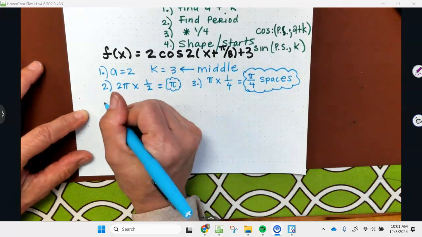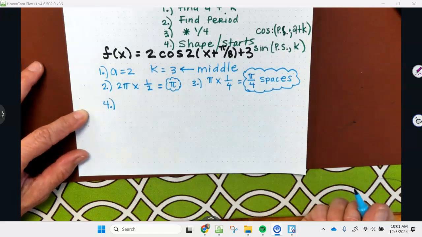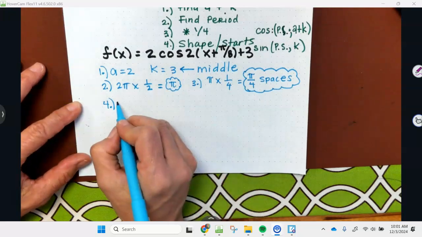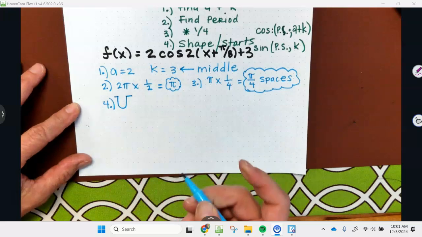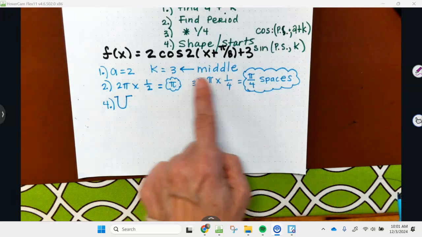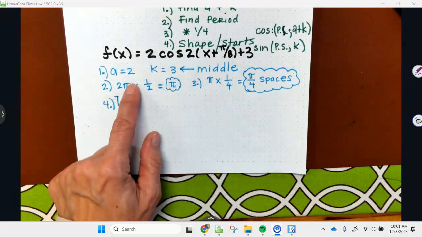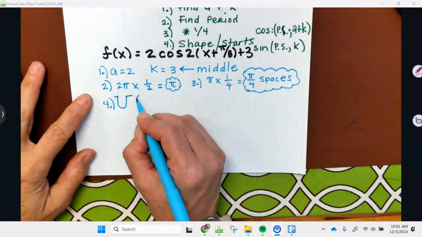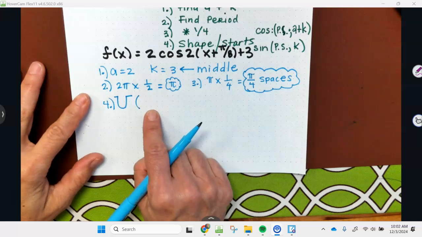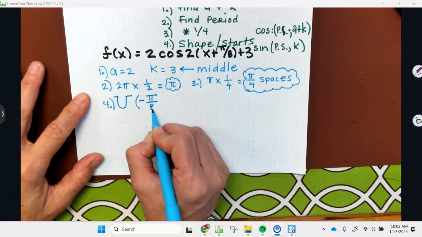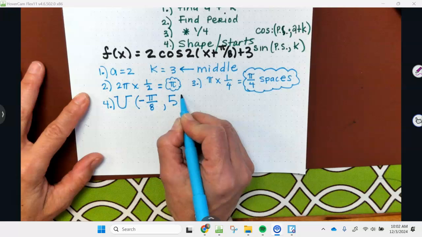All right, step 4, draw the shape and where it starts. All right, guys, what kind of shape is cosine? A horseshoe or a sideways S? So it's going to start at the top and end at the top. It starts at the what? What did I just say? The top. And if the middle is 3 and the amplitude is 2, then the top is 5. So let's write the phase shift. It always starts with the phase shift. Remember, it's going to be opposite signs, so let's write negative pi over 8. And then it starts at the top. The top is 5.